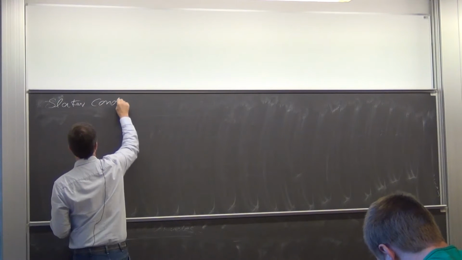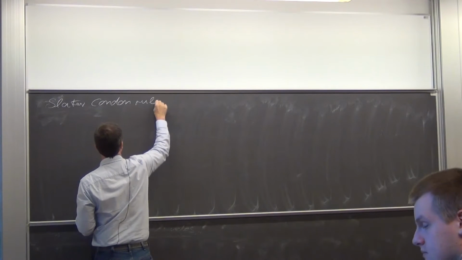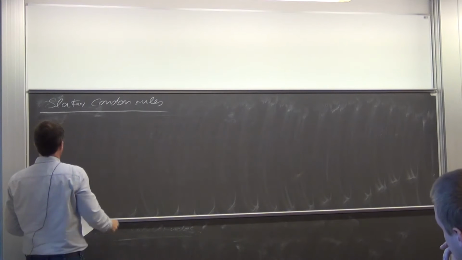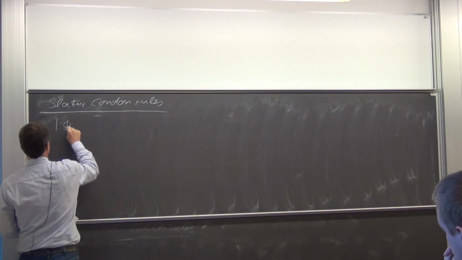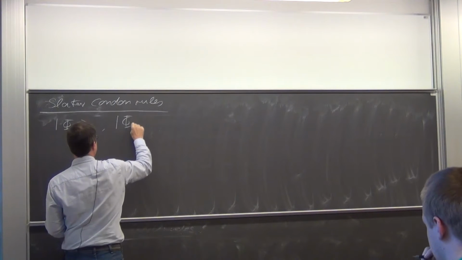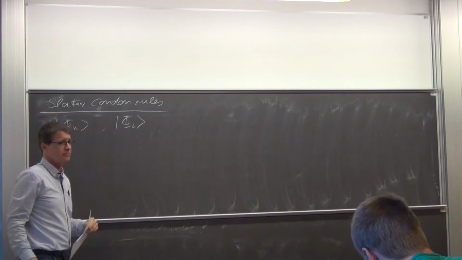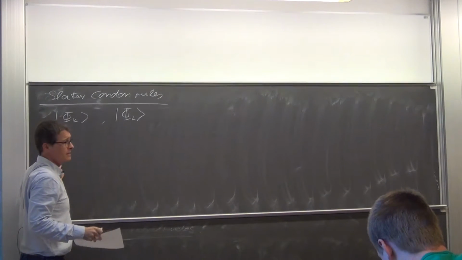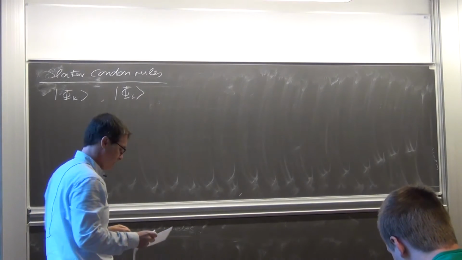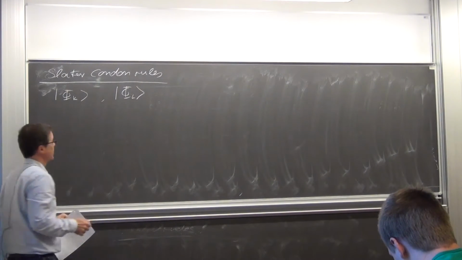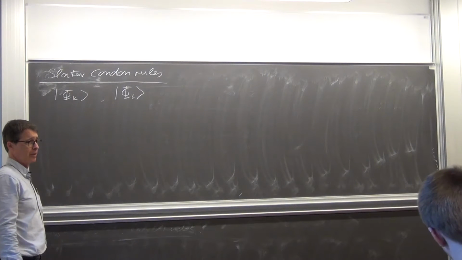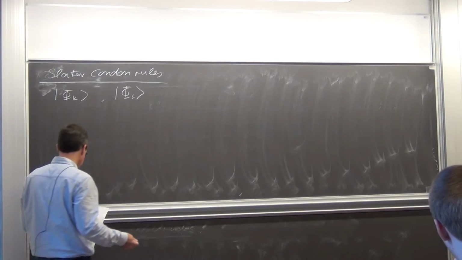Slater-Condon rules. They're all about that we have two determinants, and let's call them, in the general case, K and L. And we're interested in matrix elements, integrals of these determinants, either just the overlap or with some kind of a Hamiltonian, some kind of an operator.